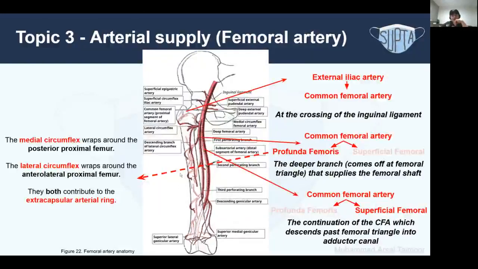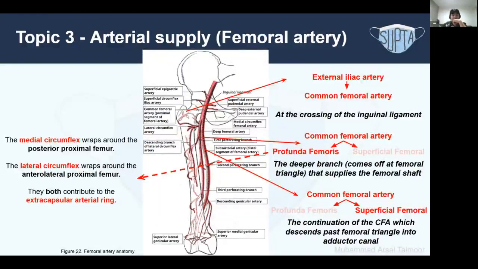It's a life-threatening emergency. When you get a neck of femur fracture, you affect the retinacular or the circumflex arteries, and the superficial femoral basically is a continuation of the femoral artery as it goes deeper down the thigh, going past the femoral triangle, going into the adductor canal, and we'll talk about the adductor canal as well. So the medial and lateral circumflex arteries are circumflex, meaning they're like a ring, so it forms like an arterial ring. They're also known as the retinacular arteries. They wrap around that proximal femur.